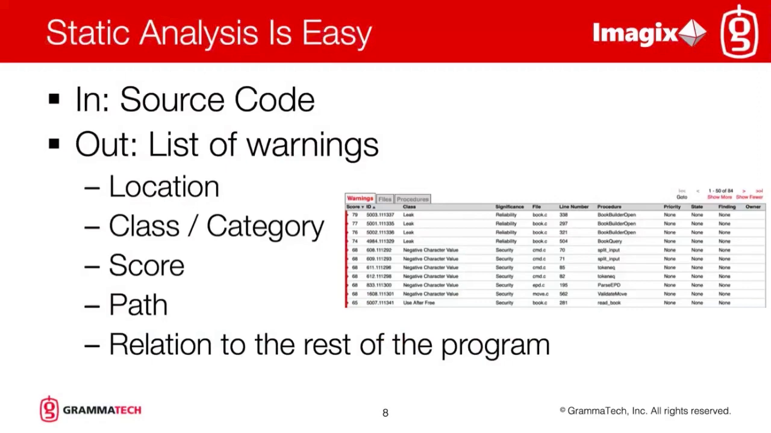And here in the screen snapshot, you see a list of warnings from a particular project that I often use as a demonstration. For every warning, you get a location, a class category, what type of problem it is, a score, which has to do with likelihood, a path, and a relation to the rest of the program. I'll dive into each of these aspects of the warning a little bit more in the next slides.